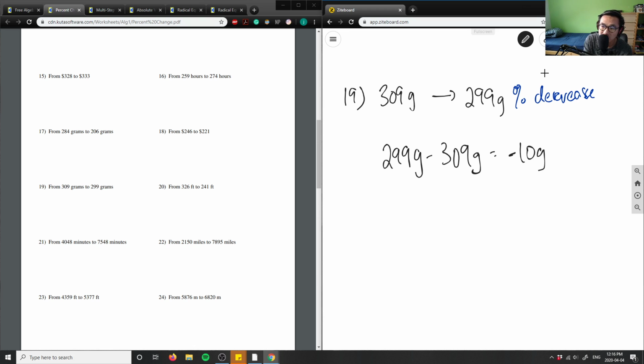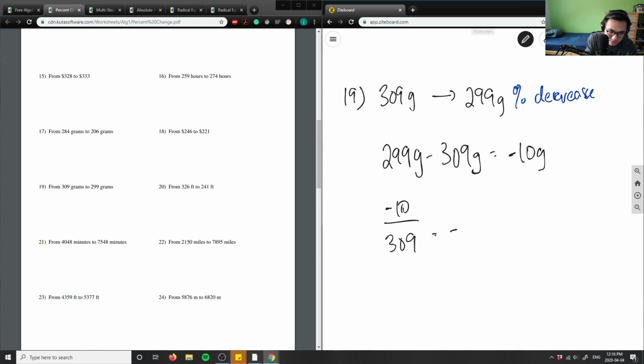And then I'm going to divide this difference by the initial, right? So that's step 2. Divide negative 10, which is my difference, by my initial, which is 309. So this is negative 10 divided by 309. I will get negative 0.032.